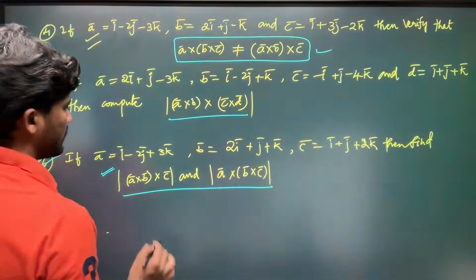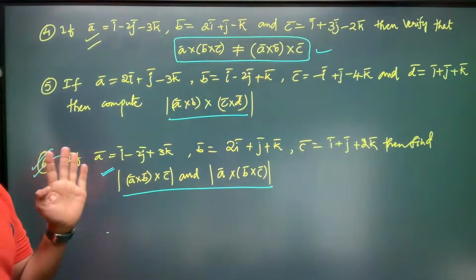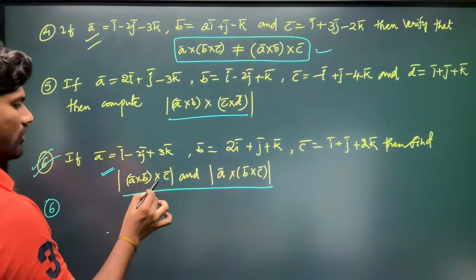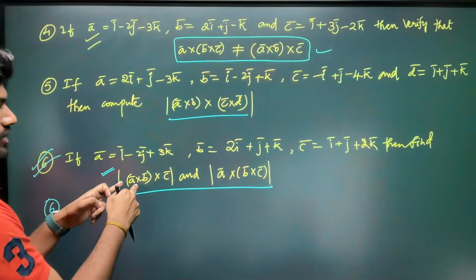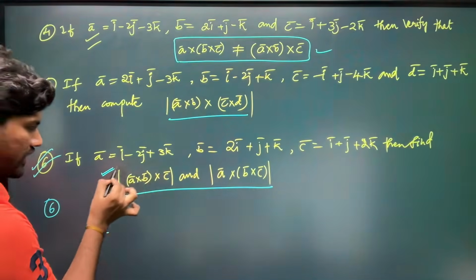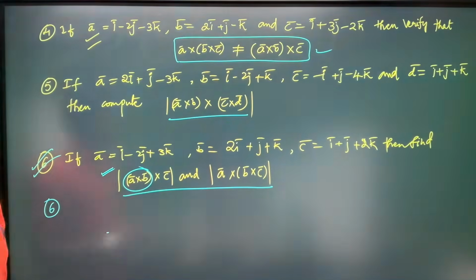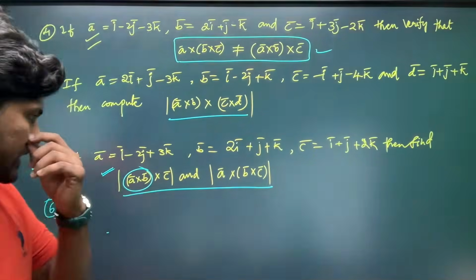So thank you. First of all, what they are asking: A, B and C are the given 3 vectors. Then we have to find this value, modulus of the vector product A bar cross B bar cross C bar. Before going to find this total value, first of all we have to find A bar cross B bar value.